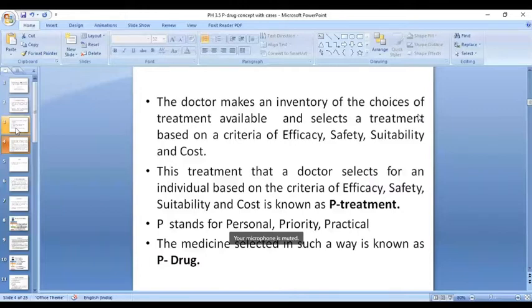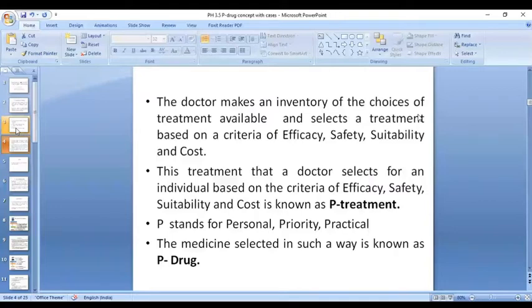So the treatment that the doctor selects for an individual patient based on these parameters is known as P treatment. As I said, the P treatment could include a drug, but it is not necessary. However, if you select a medicine to treat this patient, then such a drug is known as the P drug or P medicine. And the P stands for personal, priority, and practical: something that you are practically using.